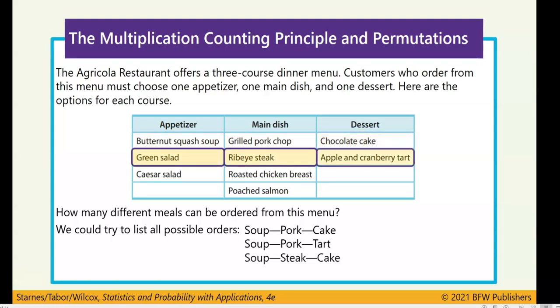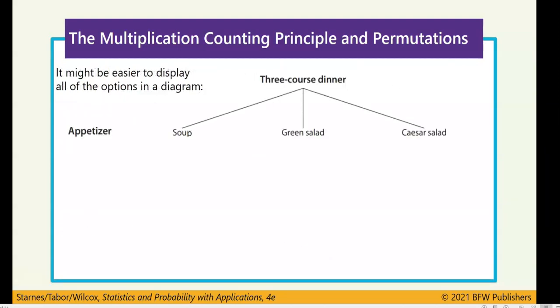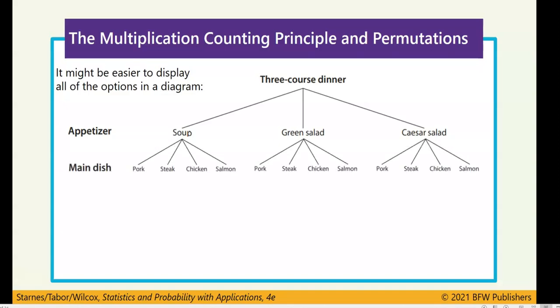Listing them might be easier to display as a diagram. So a tree diagram makes sense. If you're a visual person, this will make more sense in your brain. You have three choices to start with. Then once you make one of those choices, you have four choices that branch out from those three choices. So right away, with just those two things, you have 12 options, right?